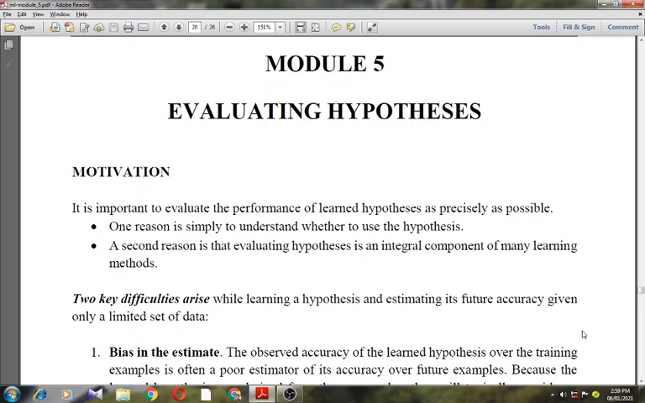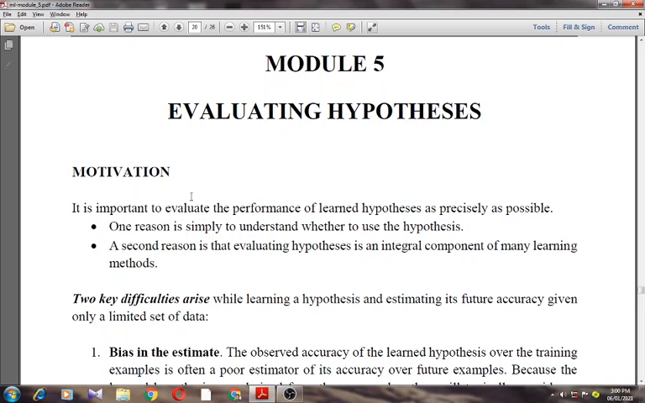Here, because of the limited samples of data, it might misrepresent the general distribution of data. Estimating the true accuracy from such samples can be misleading. So the statistical methods, together with assumptions about the underlying distribution of data, allow one to bound the difference between observed accuracy over the sample of available data and the true accuracy over the entire distribution of data. So this is all the fundamentals about the evaluation part, that is evaluating the hypothesis.